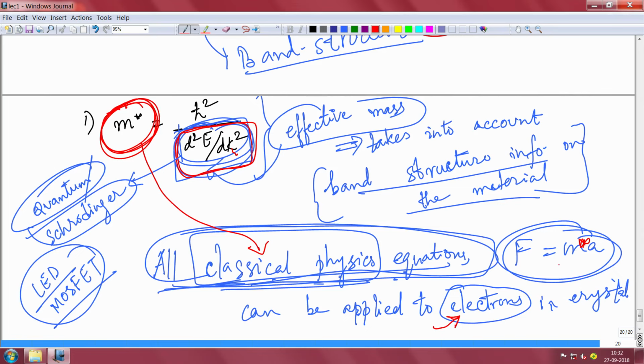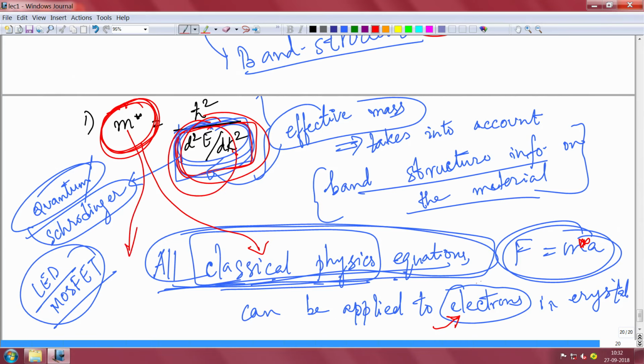So, this is one beauty of the Ek diagram: it condenses all the information into this, and then it allows you to use very simple high school classical physics equations even on particles like electrons. That is the beauty of the equation. Now, these things you do not have to solve. Typically, this effective mass will be given.